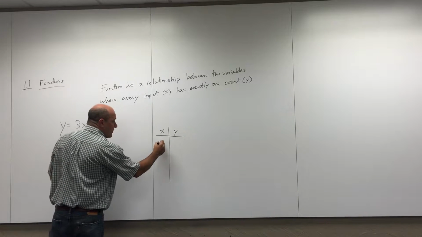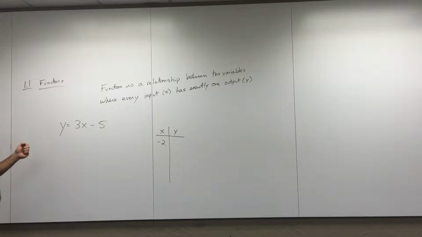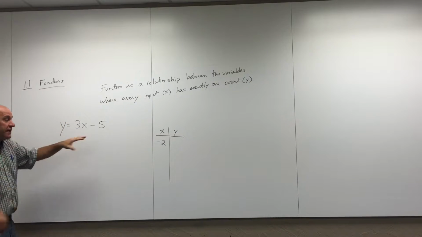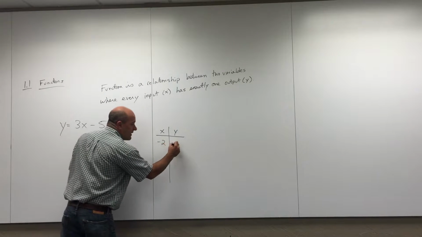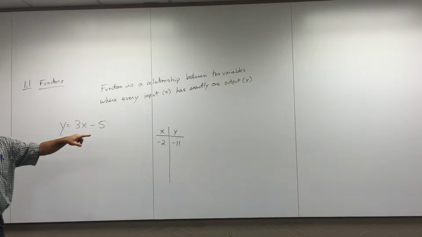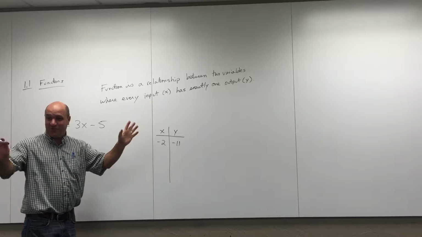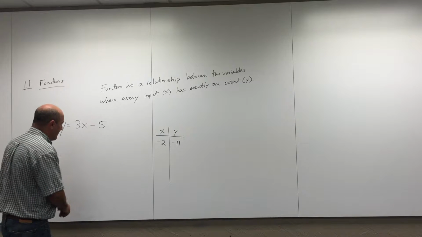Let me try. If I plug in a negative 2, I do the math. What is Y? When you plug in a negative 2 for X, you can find the Y that goes with it. Anybody? Negative 11. Negative 11, thank you. You plugged it in, you multiplied, good job. Hey, by the way, did I get two Y's? No, just one Y, right. One input has one output so far.